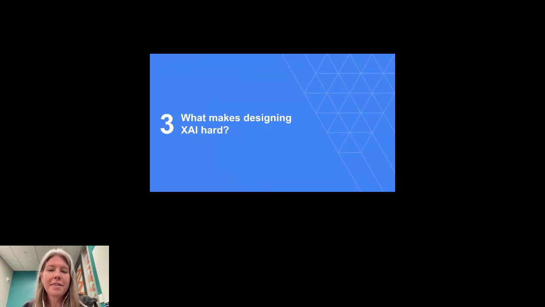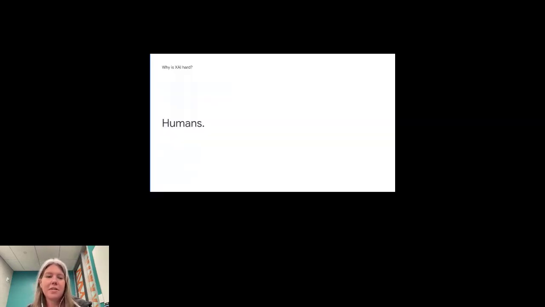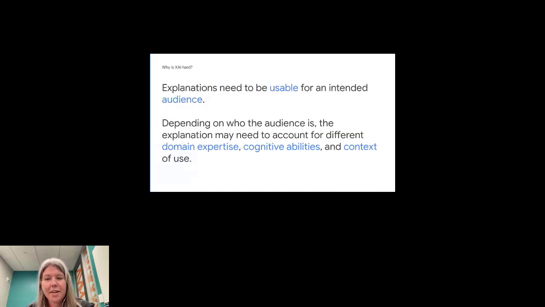But there's a lot of things that makes XAI hard. But specifically what makes designing explainable AI hard? Well, it's the human element of everything. So in order for an explanation to be successful, it needs to be usable for the given audience. And there's a lot of people who can interact with these systems. Depending on who the audience is, your explanation might need to account for different domain expertise, different cognitive abilities, and different contexts of use.